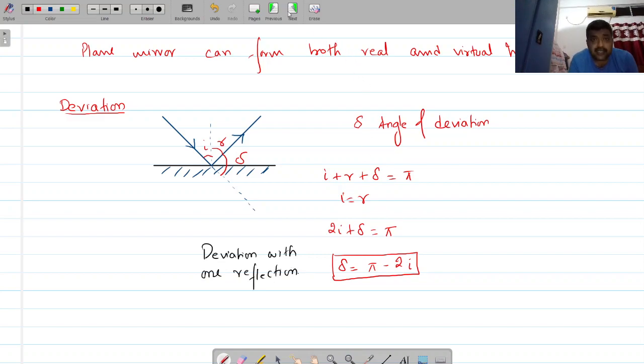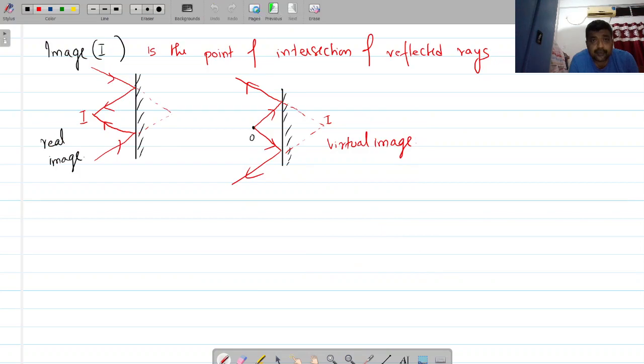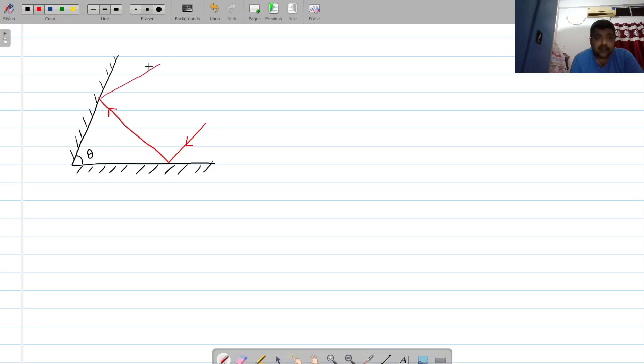Okay, now let us see another case. Suppose you have two mirrors, and the mirrors are inclined at some angle. They are facing each other, inclined at angle theta. And this is the incident ray. It goes in this direction because of reflection, and then again there is a reflection, so it goes in this direction.